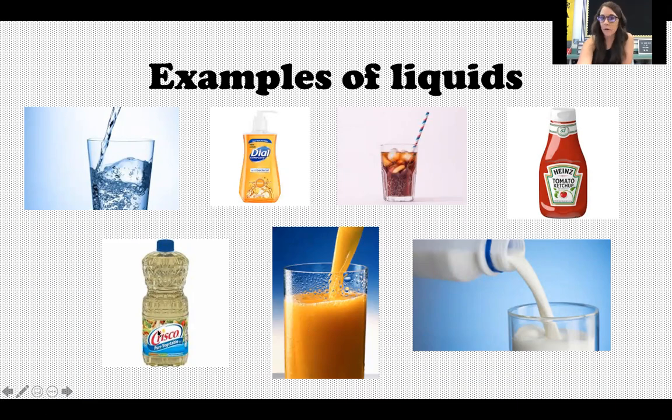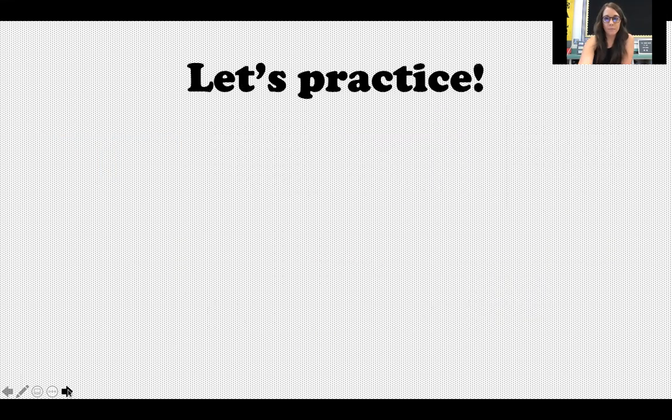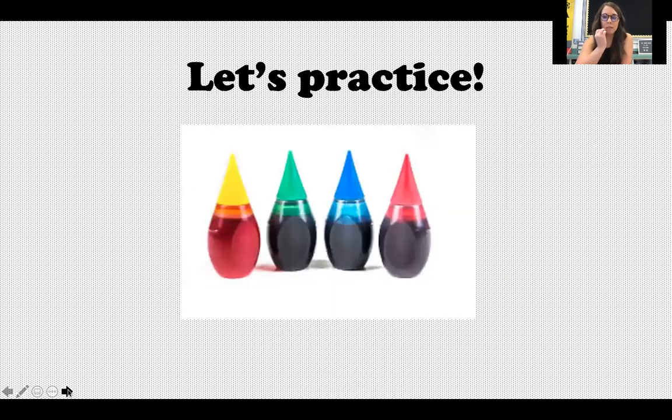They do not have their own shape. They can pour and spill and flow. They take the shape of whatever container they're in. All right, so let's practice. I'm going to show you a picture of something, and I want you to think and decide if it's a solid or a liquid. First one is food coloring. You might use this when you color Easter eggs, or maybe you make icing or frosting that you want to be a certain color.